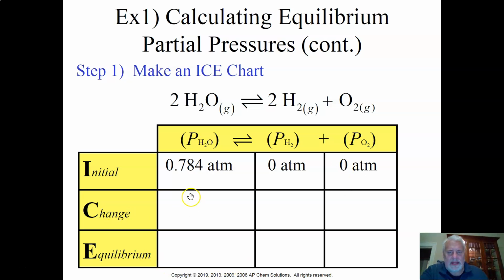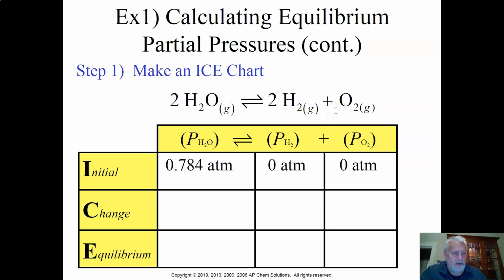Now, this is the change. Well, if you look at the balanced chemical equation, that's going to help you. I like to think of C representing two things. Change is good because it does change. This is going to be a minus because some of this is going to go away, and both of these guys will be plus as new product is formed. However, I like to think of C as also standing for coefficient in the balanced chemical equation, because these are in a 2 to 2 to 1 molar ratio.